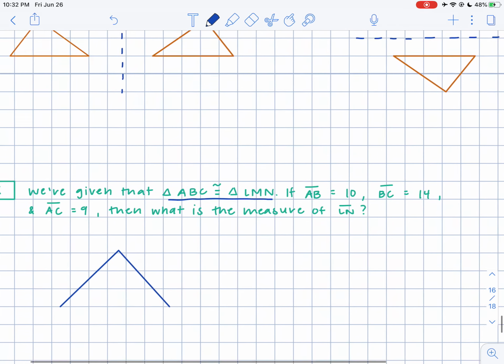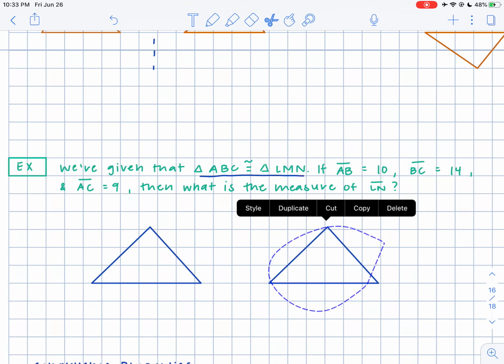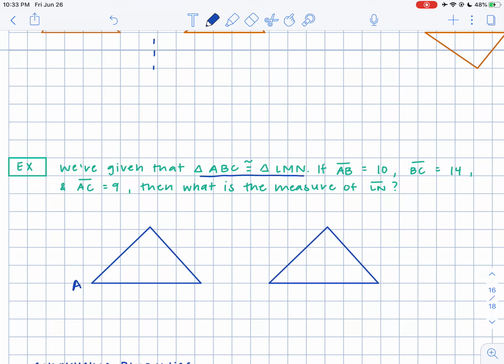So let's draw a triangle really quickly. And they are congruent, so they need to have the same size and shape, so I will duplicate it. So A and L, because A is in the first position, L is in the first position, and they correspond to each other. B and M, C and N. So what are we given? We're given segment AB is 10, okay? Segment BC is 14, and segment AC is 9. So what is the measure of LN, which is right here?